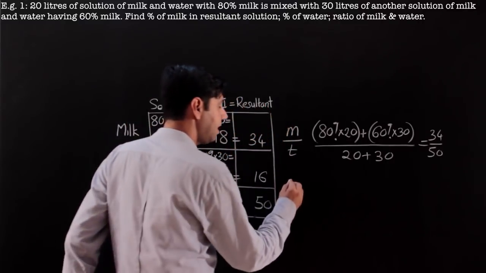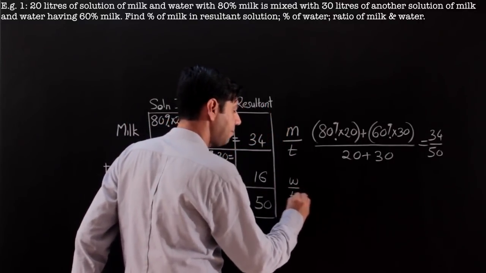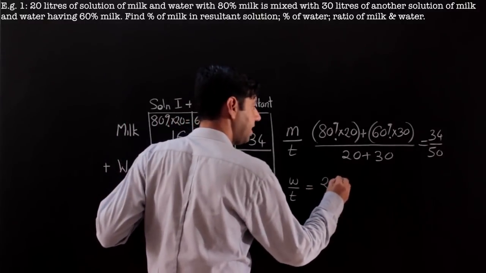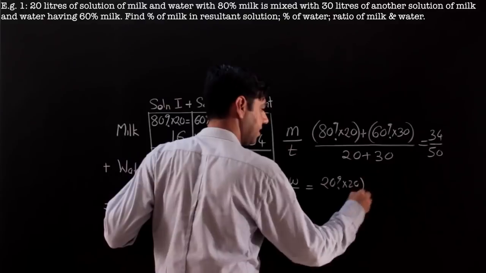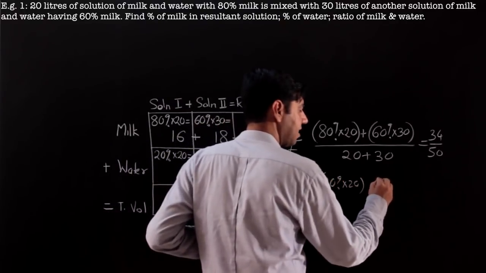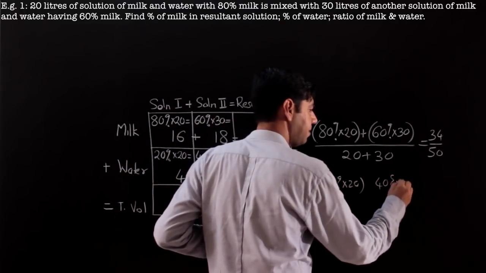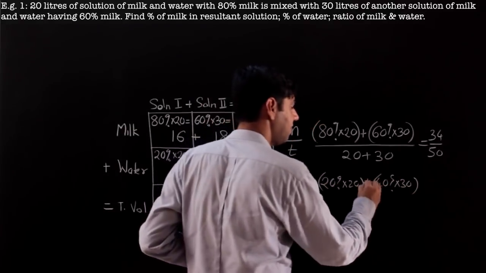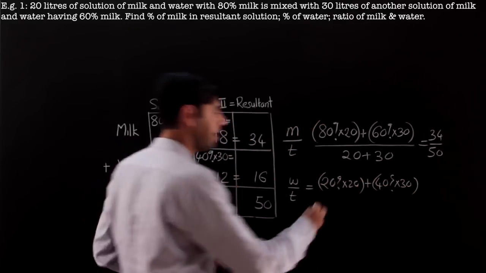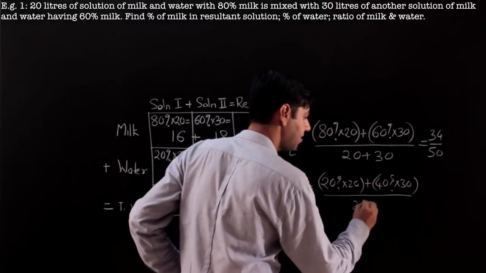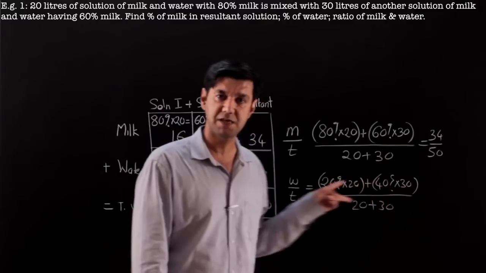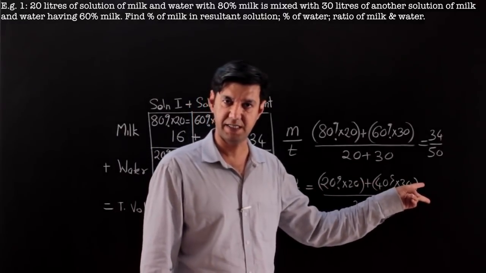I could have also done it on water. I could have done the same calculation on water. So 20% of 20 liters, water from the other one is just 40% of 30 liters. Now I am working on water. This will give me the total water quantity, right? Divided by the total quantity, which will be 20 plus 30. So I see this also resembles a weighted average format, right?